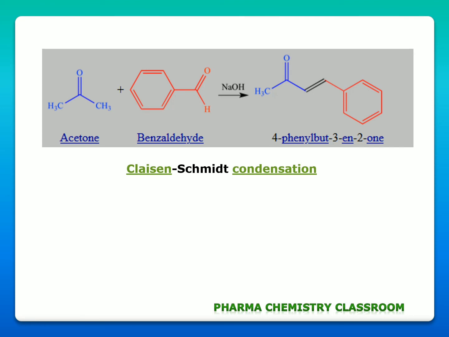Here another simple reaction is given, that is, the reaction between acetone, an enolizable ketone, and benzaldehyde, a non-enolizable aromatic aldehyde, to get an alpha beta unsaturated product. This is a simple example for Claisen-Schmidt condensation.